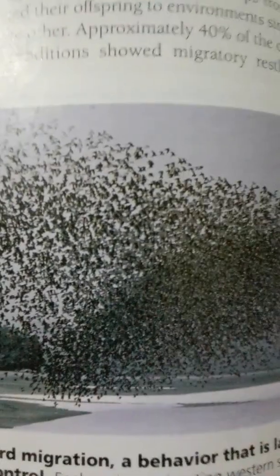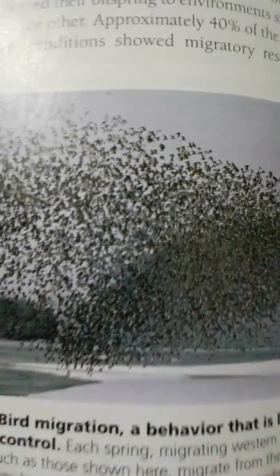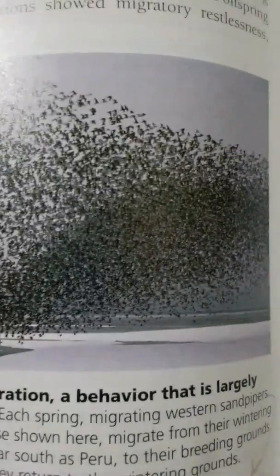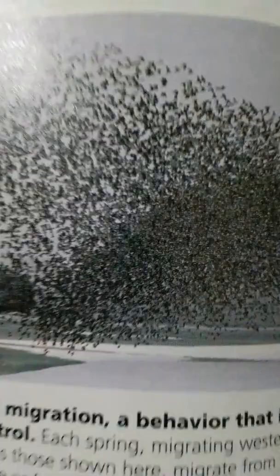Migration. It's easy to assume that a simple behavior such as kinesis shown by sow bugs and positive rheotaxis by trout is under strong genetic control. However, genetic influence can be substantial even for more complex behaviors. For example, ornithologists have found that many features of migratory behavior in birds are genetically programmed, as shown in this figure.